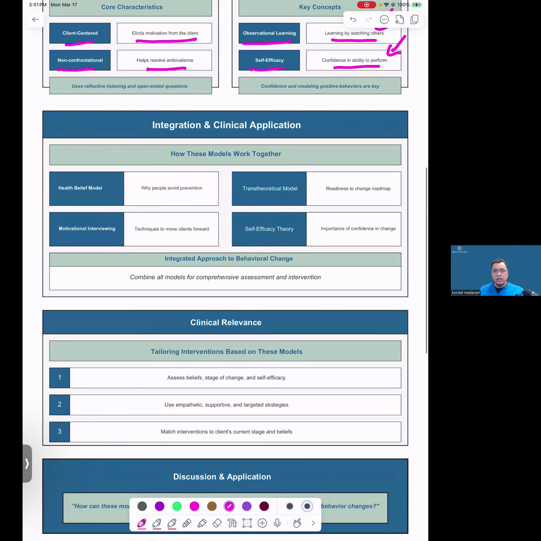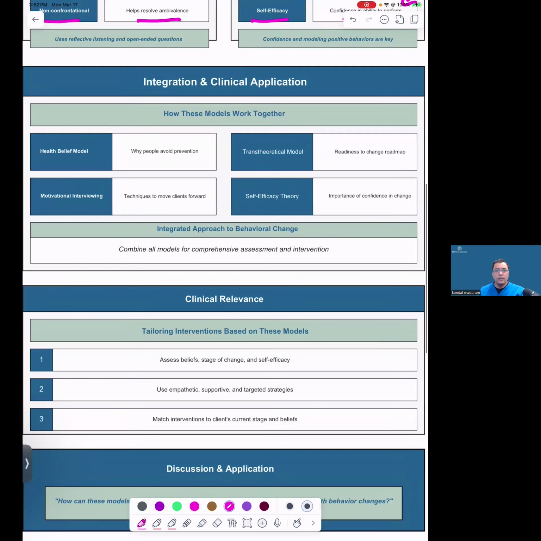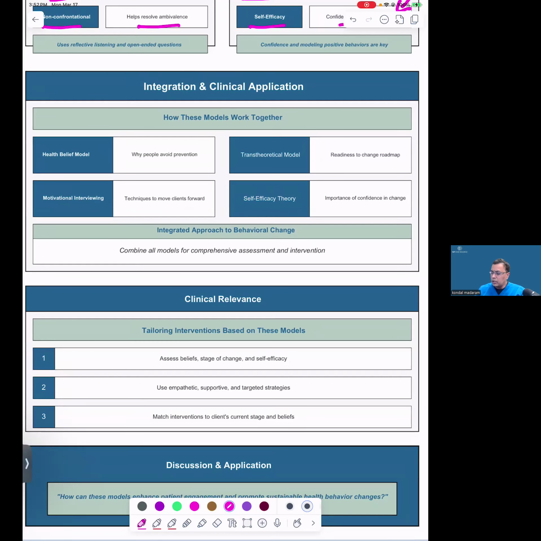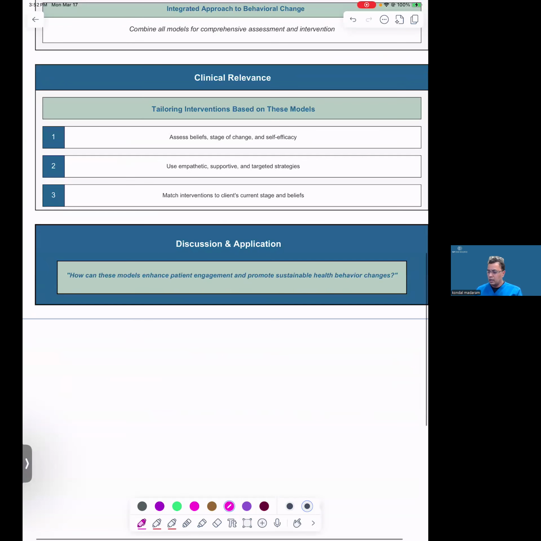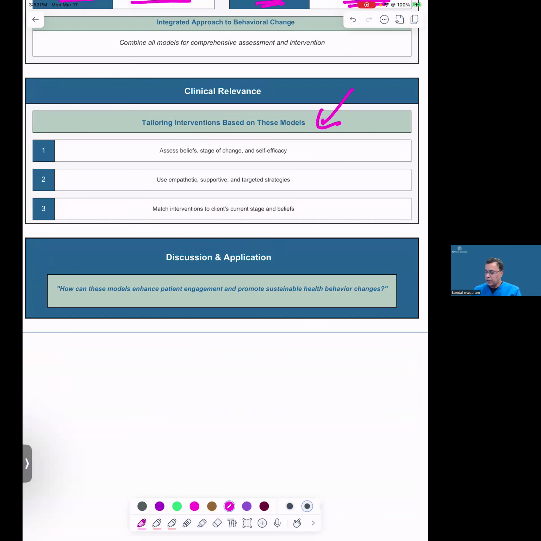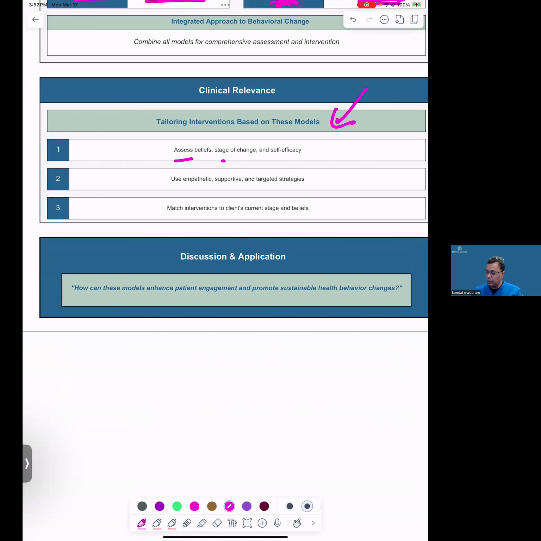When you think about the integration and clinical applications of these models, consider the health belief model. It talks about why people avoid prevention. Motivational interviewing provides techniques to move patients or clients forward. Transtheoretical, you think about where they are in change. Self-efficacy theory, the importance of confidence in change. Now, what are the clinical applications? You can use these models based on the patient: assess beliefs, stages of change, and then self-efficacy, meaning how much they are motivated internally. Use empathetic, supportive, and targeted strategies. Match interventions to the client's current stage and beliefs.